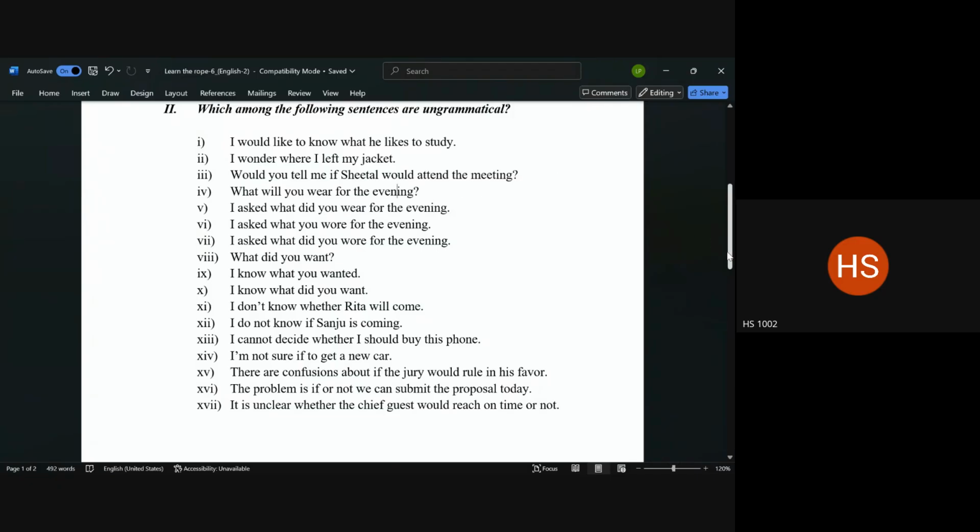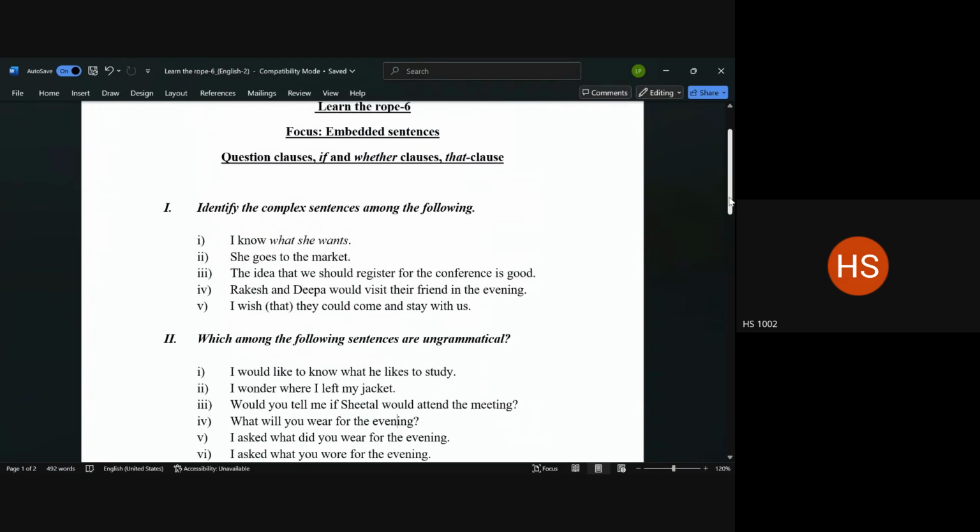The idea that we should register for the conference is good. So that we should register for the conference and the idea are actually one and the same thing. The subordinate clause that we should register for the conference is basically just an expansion of what this idea is. So either in this case or in the case where you want to give additional information, okay, in the form of an adjectival clause.